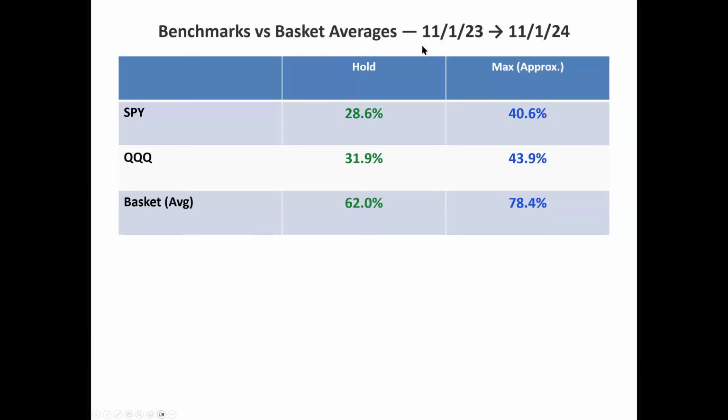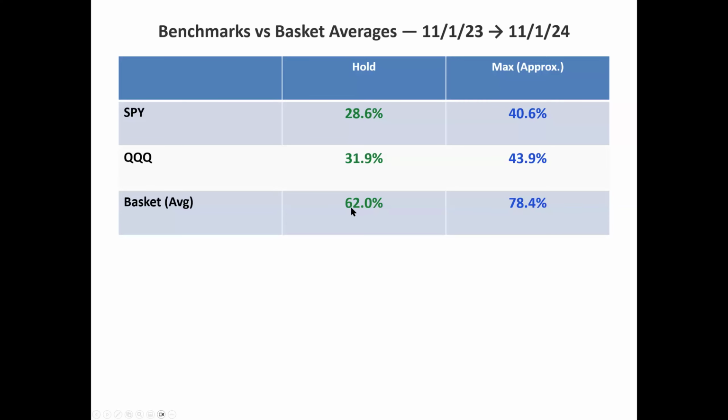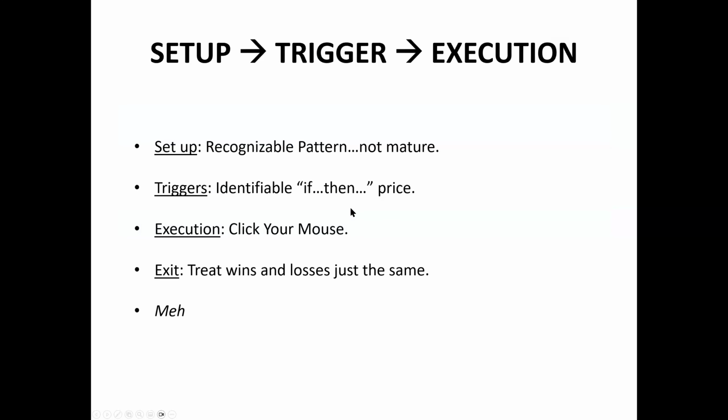During this holding period, this November to November, the S&P went up almost 29%. By the way, that's a pretty monstrous return. The Qs, NASDAQ 100, went up 32%. Okay, the maximum that this went up was 40% and 44%. So those are really, really monster returns just hanging on to the indexes. Okay, but the basket of stocks that we were looking at, they went up 62% on average.